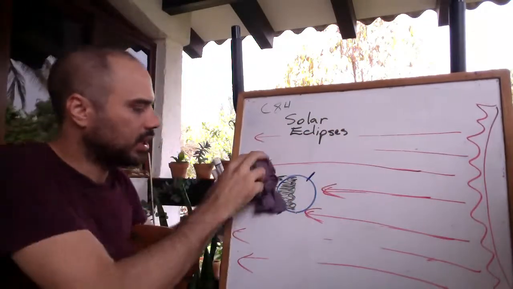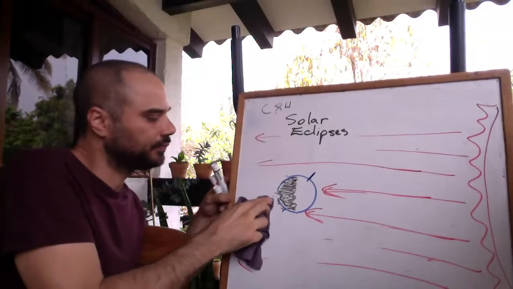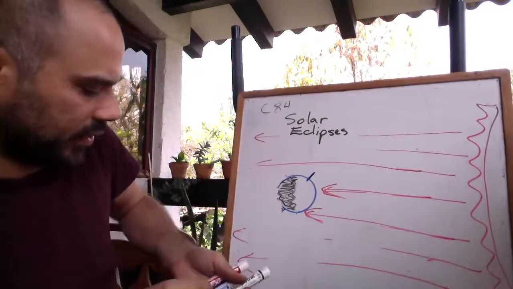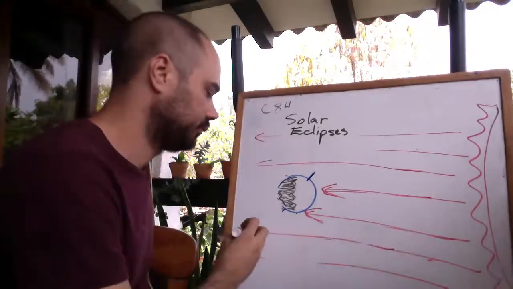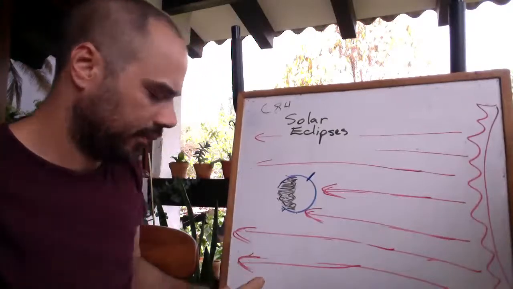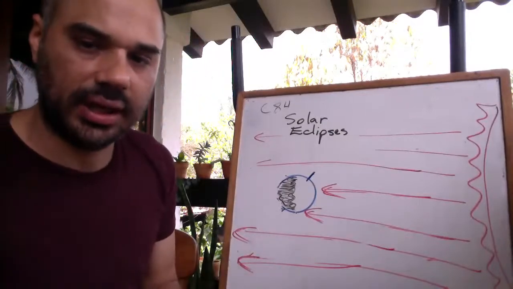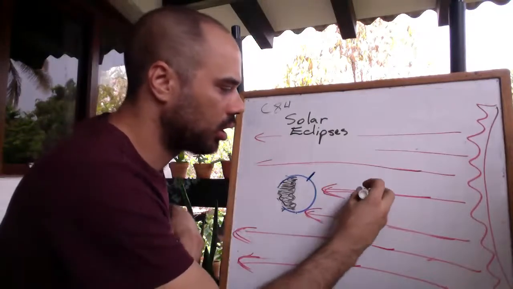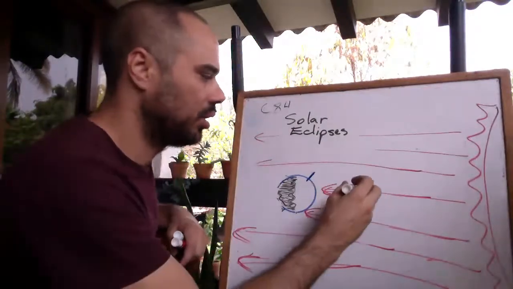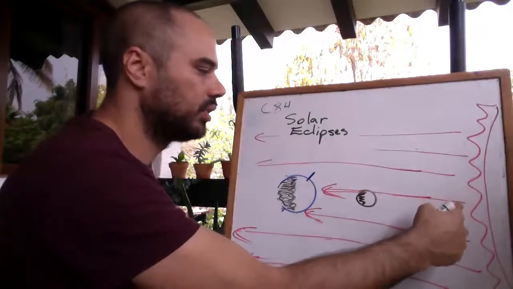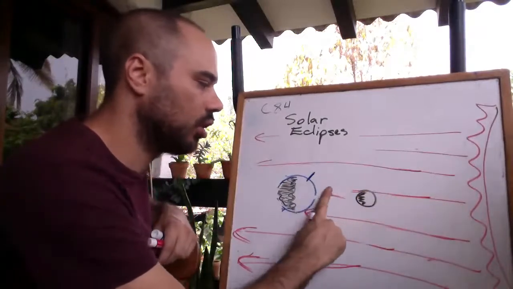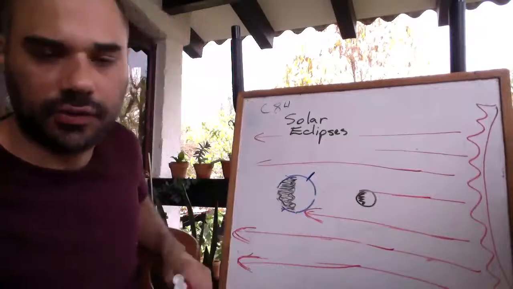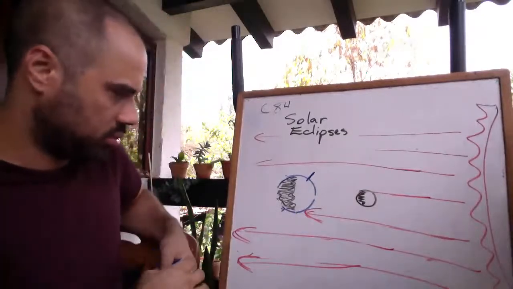Now, sometimes it happens that the moon is in a position that is going to block the light of the sun that is coming to the earth. And this also creates a shadow.